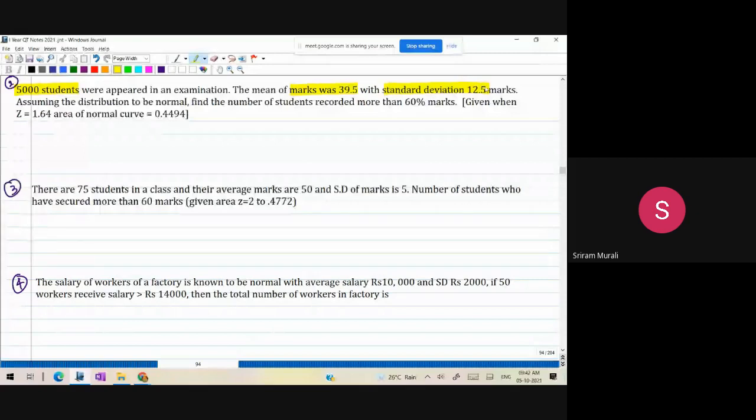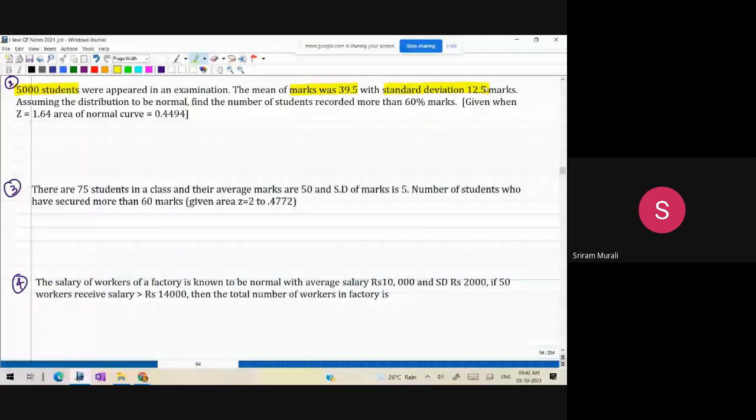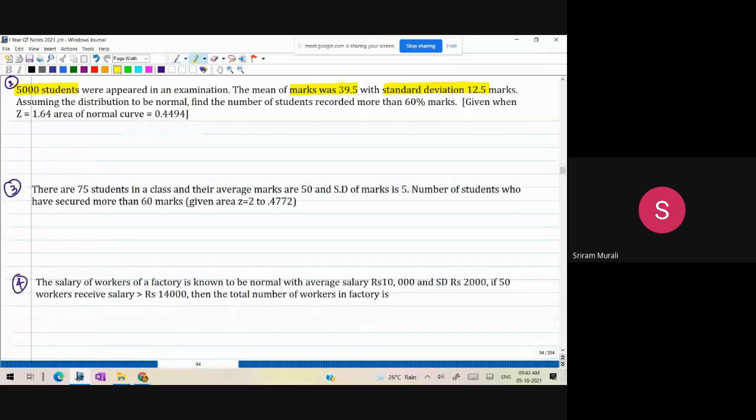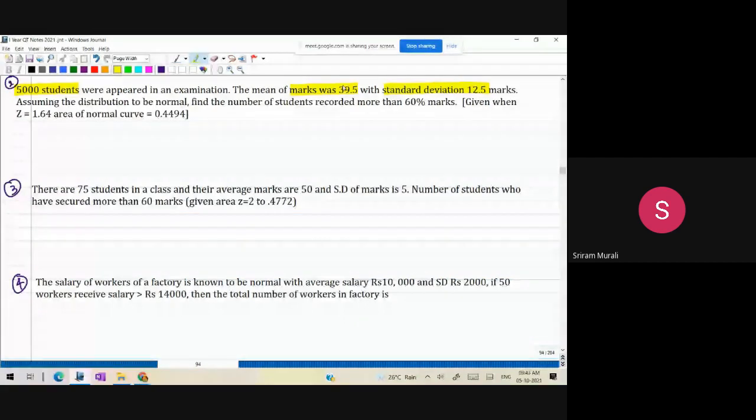What are the parameters for binomial? n and p. n is finite, and the probability should not be close to 0. What are the parameters of a Poisson distribution? n is infinite, indeterministic, and the probability should be close to 0. If you come to normal distribution, if mean and SD are given, then I can say this is a problem related to normal distribution. So for 5,000 students, the mean mark is 39.5, standard deviation is 12.5. He says it is normal.